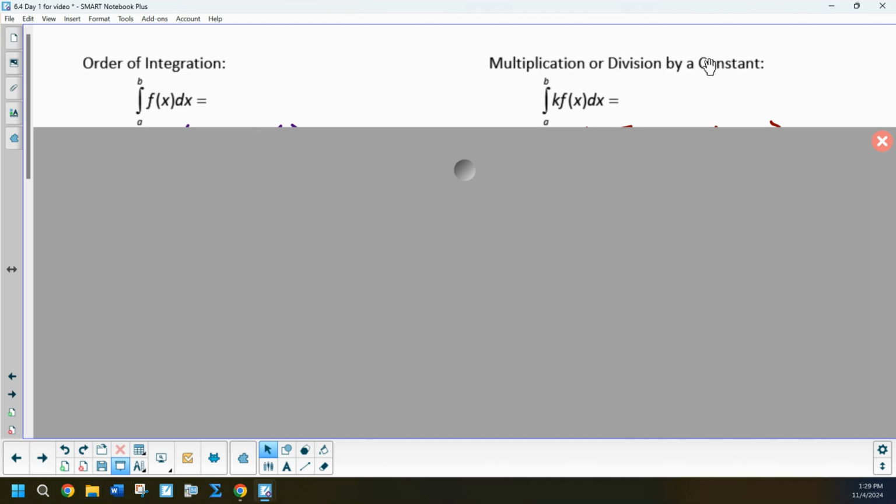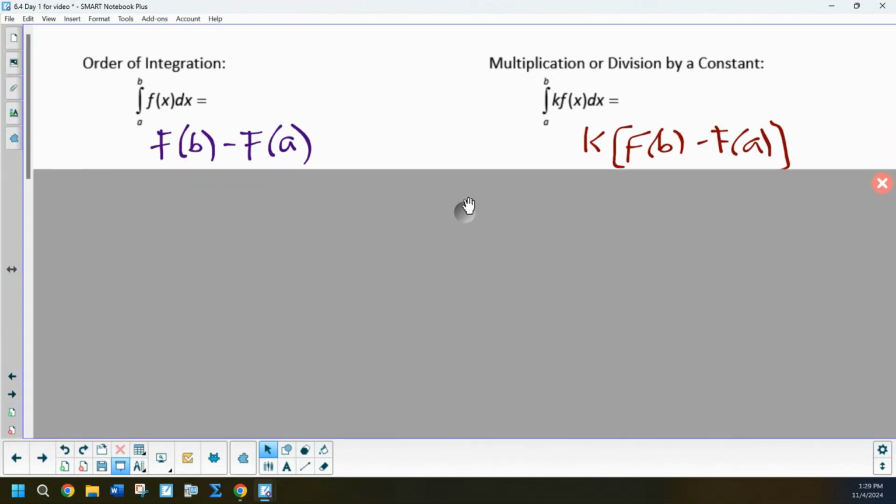And then this multiplication or division by a constant is very similar to what we do with derivatives. So let me just show you both of these. When you integrate a function from A to B and you get the antiderivative, you evaluate, which we've already talked about, by substituting the top bound in first and then the bottom bound in second, and you subtract the two. So the integral of f of x from A to B would be the antiderivative of f at B minus the antiderivative of f at A.